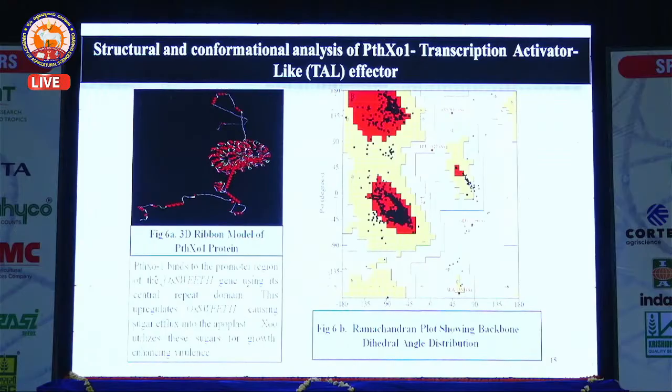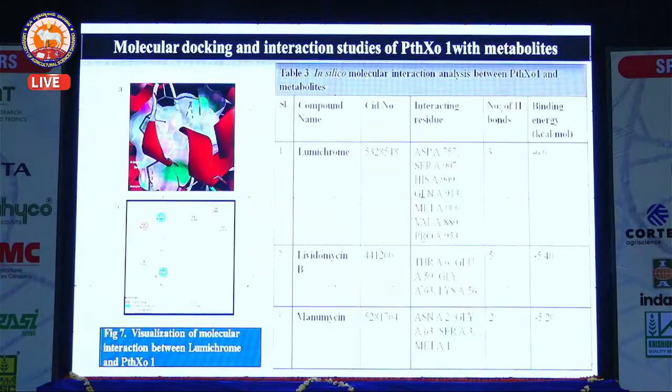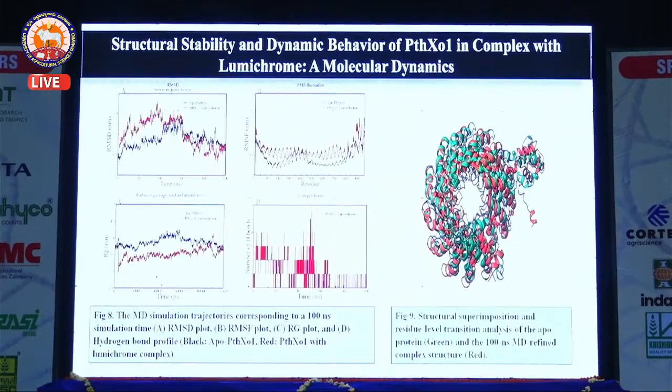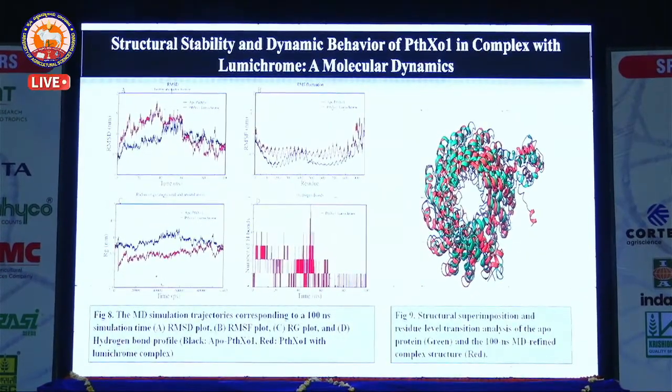And this is the Ramachandran plot showing the backbone dihedral angle distribution between the phi and psi angles of the amino acid residues. Most of the amino acids were in the favored and the allowed regions. And you can see that lumichrome has bound with a binding energy of minus 6.6 kilocalorie per mole, and this had the least binding energy and three hydrogen bonds, which was further taken for dynamic modeling to understand the stability of the protein.